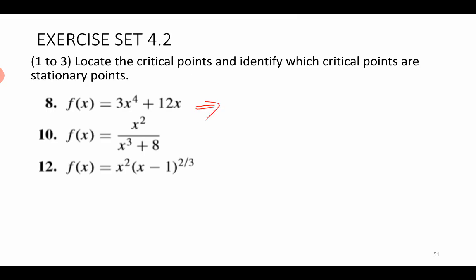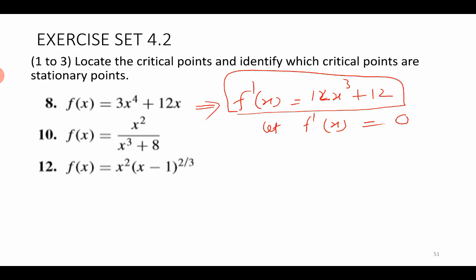First, problem number 8. The first derivative is 4 into 3, 12x to the power 3 plus 12. Let f dash of x equal 0, because the first derivative exists. If it exists, it should be 0. If it does not exist, then still the point is a critical point. This is a polynomial, so it is differentiable. 12 is common, so x cube plus 1 is 0. So x cube plus 1 is 0.